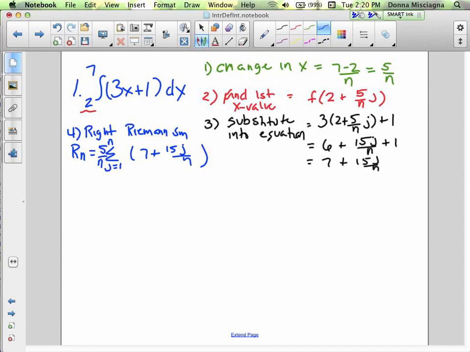Now we're going to split the summation, or I could say split the sigma. It's even shorter. So we have 5 over n, and everybody gets a change in x. We have 5 over n sigma j equals 1 to n, 7, plus 5 over n sigma j equals 1 to n, 15j over n.